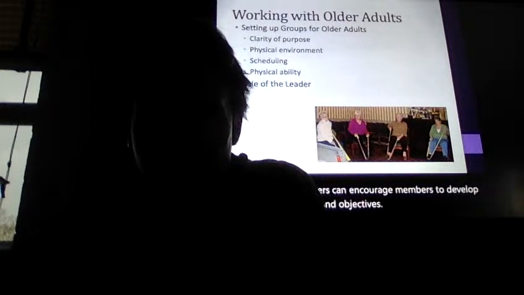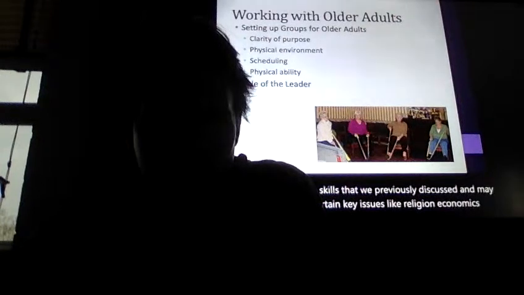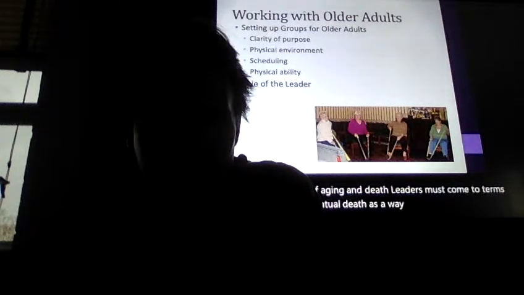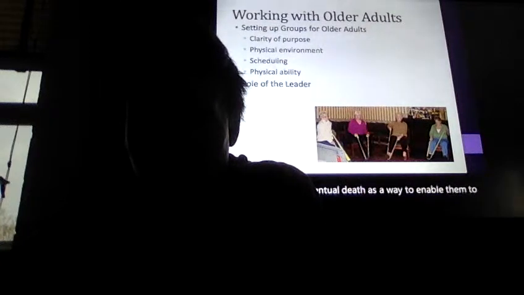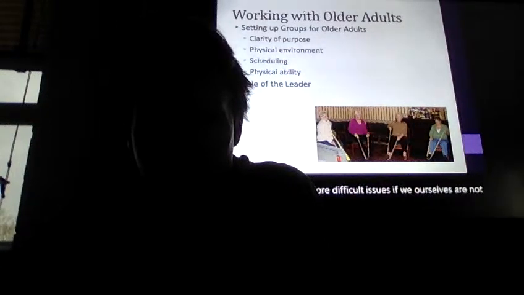Leaders can rely on all of the skills that we've previously discussed and may be well served to attend to certain key issues like religion, economics, intergenerational conflict within families, and loss, all of which are common themes with older age groups. Remaining sensitive to issues of aging and death, leaders must come to terms with their own aging and eventual death as a way to enable them to engage in meaningful discussions. As with anything, we as counselors cannot expect clients to explore difficult issues if we ourselves are not willing to do the work as well.